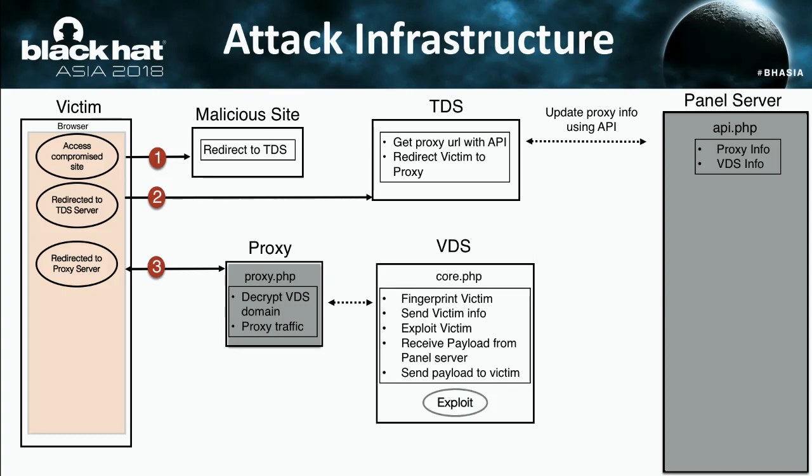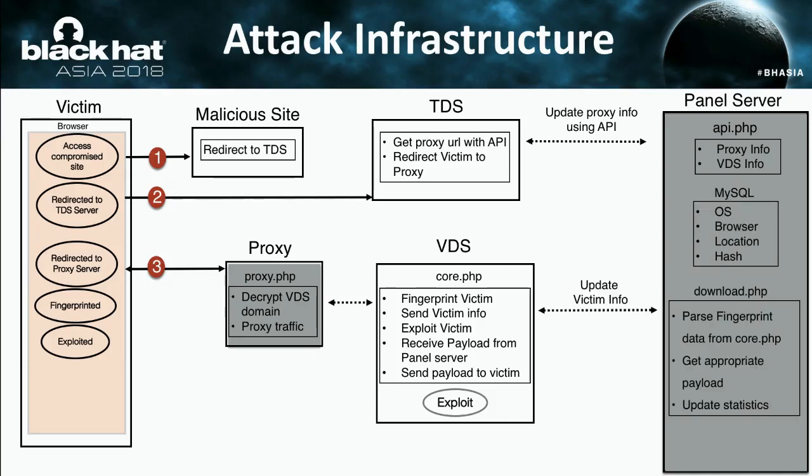And the VDS server here has the main PHP script, core.php. This script fingerprints the victim's environment, what kind of browser or what kind of OS, and such data. So core.php fingerprints the victim information, and according to the victim environment, the appropriate exploit is served to the victim, and the victim browser is exploited.